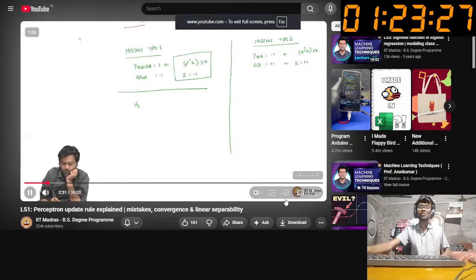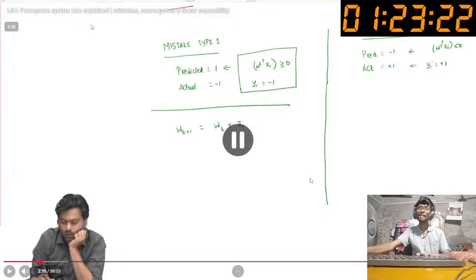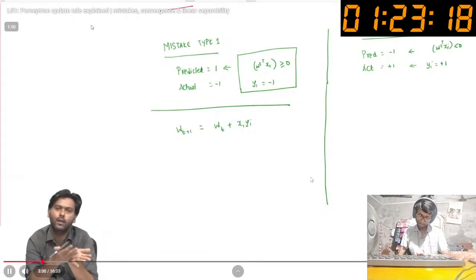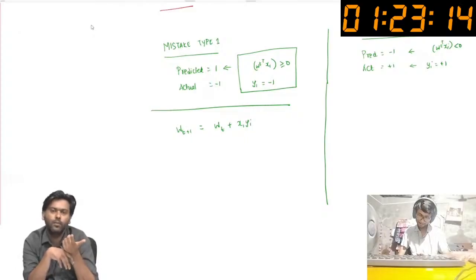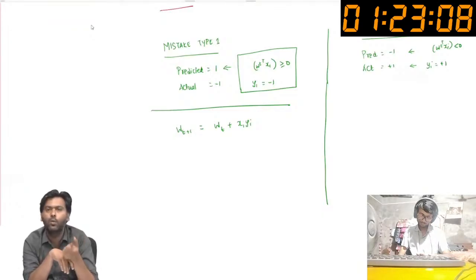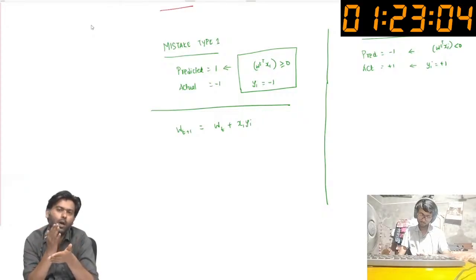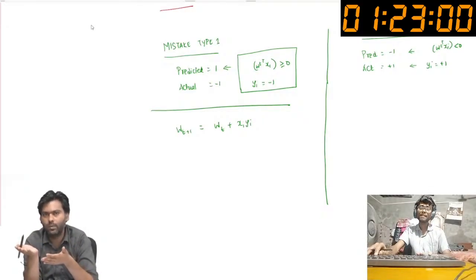Now I updated WT plus 1 to WT plus Xi Yi. This is my new W. I'm believing that the old W is no longer correct, and here is a new W which is correct. So now I should ask: I have updated my W to a new W, so how does this new W perform on the point where the old W was making a mistake? That's the natural thing to ask. What do I mean by how does it perform on the point? How does it classify that point where the old W was making a mistake?